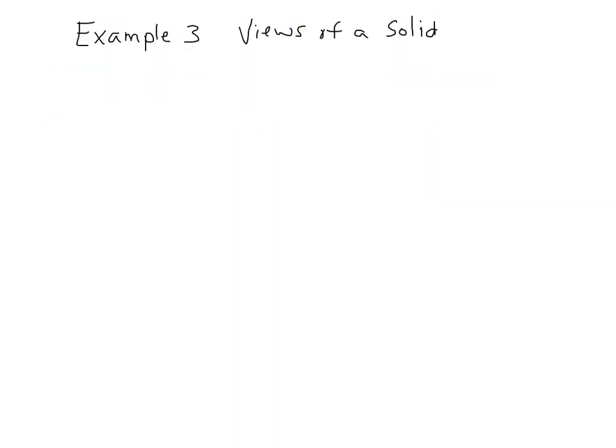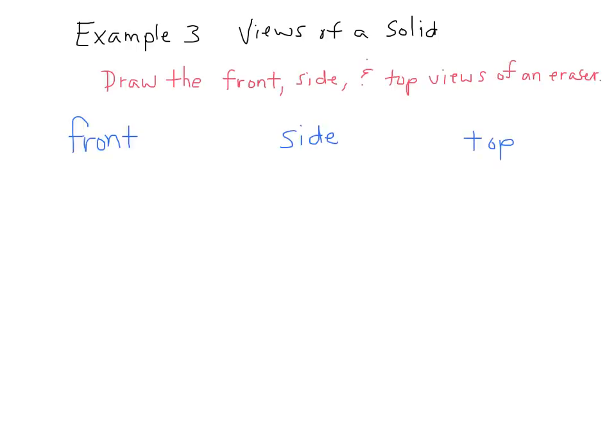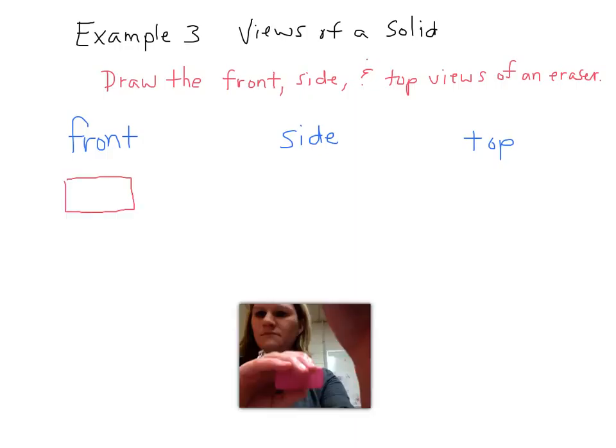And the last example is example 3, views of a solid. So what we're going to do is draw the front, side, and top views of an eraser. If you look in the book on page 357, they show a pink eraser, just like a big one that you would use for your work. So if I have a picture of an eraser, I'm going to draw what it looks like. Like I just showed you in that video, this is the front view.